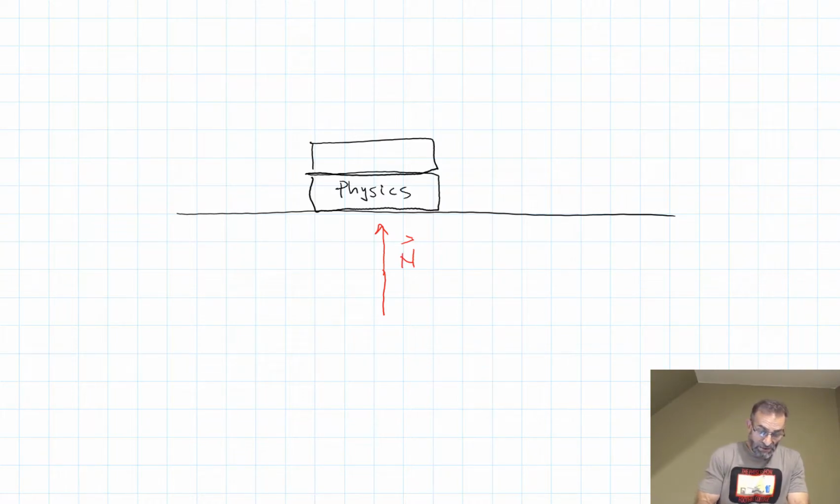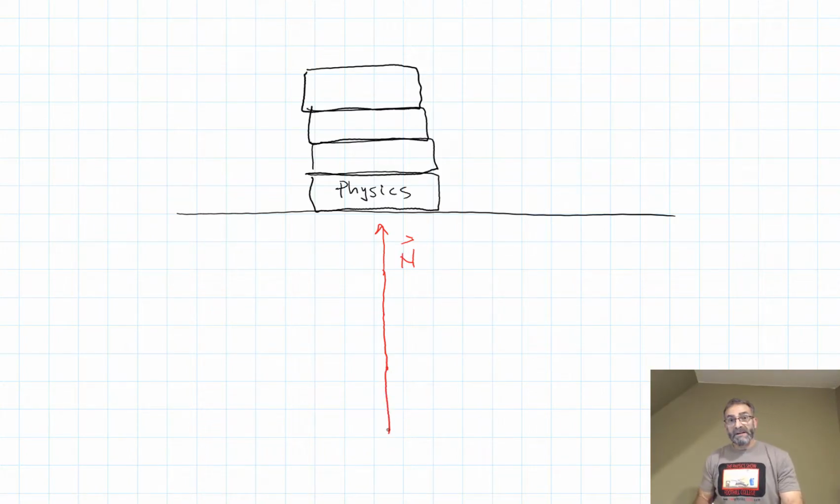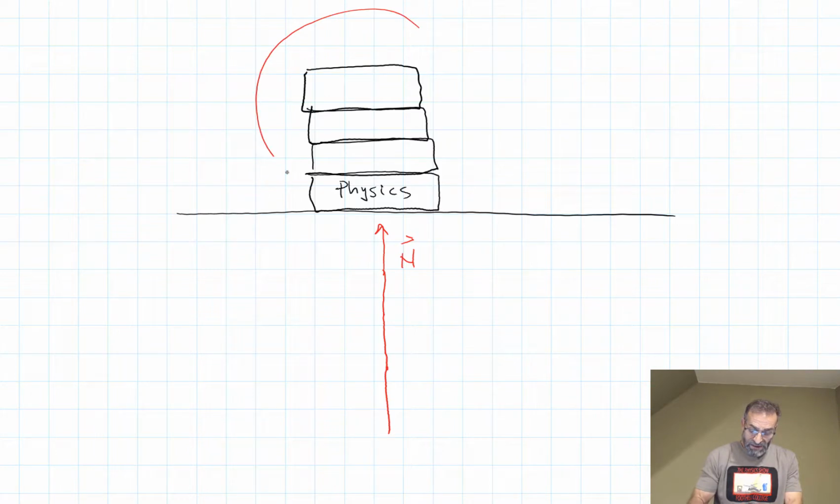And if I keep putting books on top, this force will keep getting bigger and bigger. And this will keep happening. The surface reacts and pushes up with a bigger and bigger normal force until what happens? Until the weight from all this stuff is just too much for the surface to hold up.